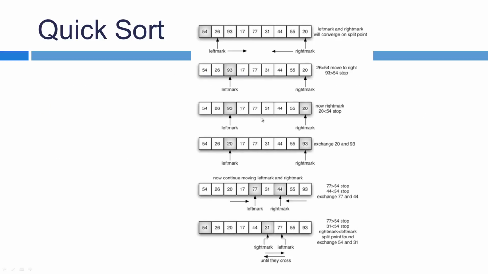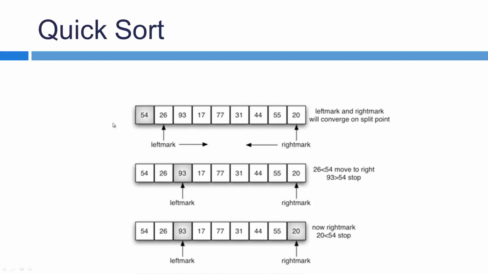We have all the steps marked down throughout this large diagram, so we're going to look at each of these and go through it step by step. Let's jump to the top first. Here are the top 3 steps of sorting that array using Quicksort. We have 54, our pivot value, and then a left mark and a right mark. These are going to converge on the split point as they go closer in to the middle. We have the left mark at 26.